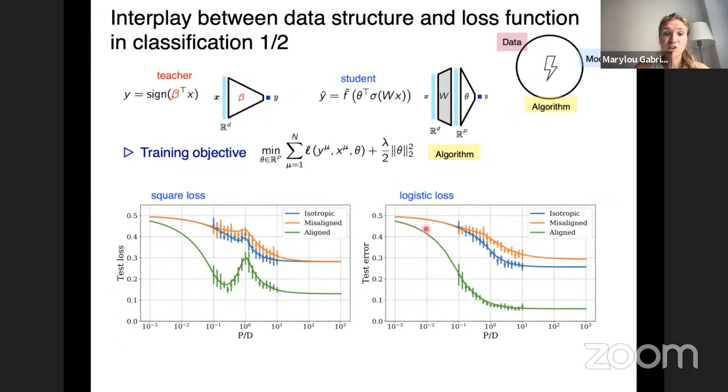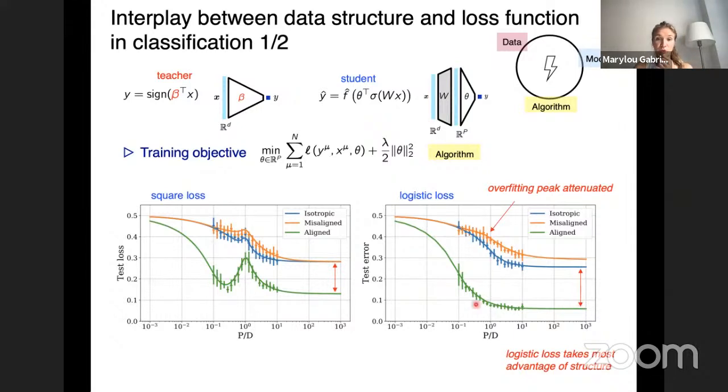But in the case of the logistic loss, we are just going to see an improvement of the generalization, sorry, and okay, again, no overfitting peak. What else we can also see from those curves is that the logistic loss seems to be taking most advantage, and more advantage of the structure, as when it's structured, it has a better improvement in the generalization than for the square loss. So this gap is larger than this gap.